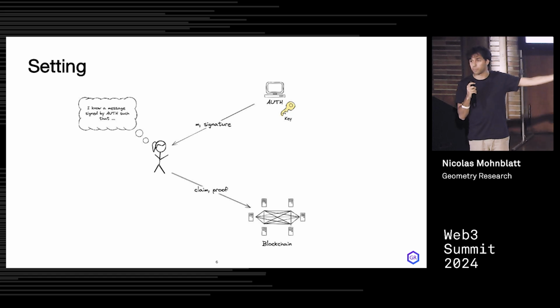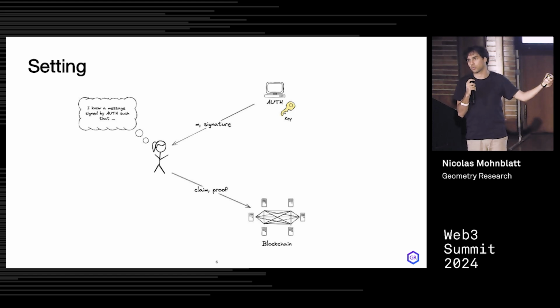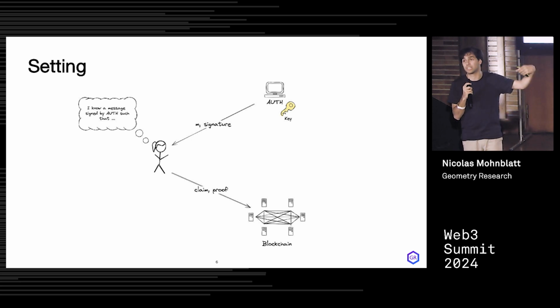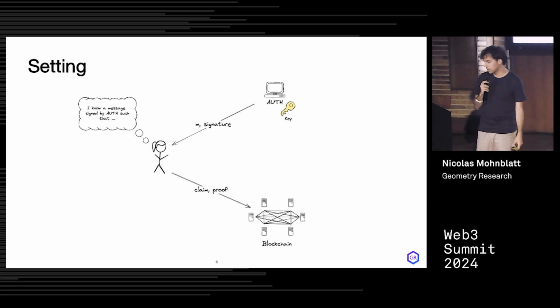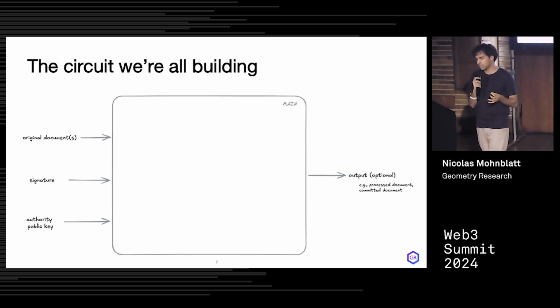I have this as being verified by a blockchain, but it doesn't need to be. It's just quite useful that we have these non-interactive proofs that can be sent and publicly verified by a blockchain. What does the proof do? What does it look like?